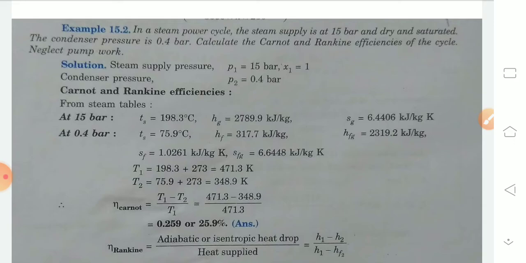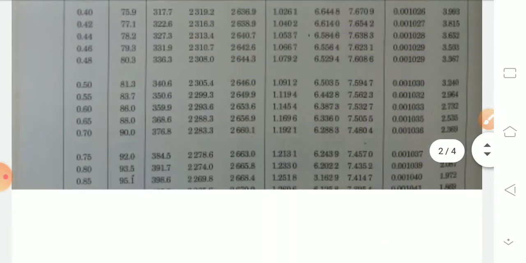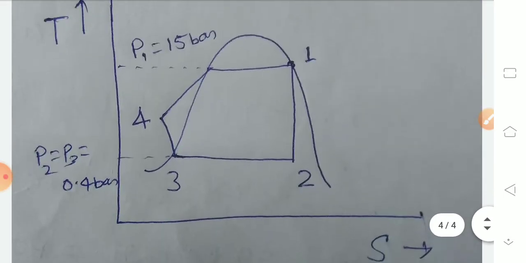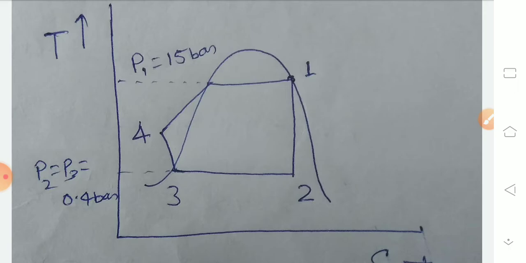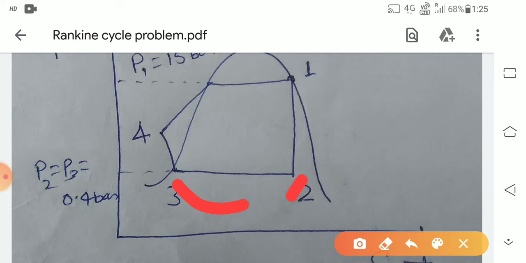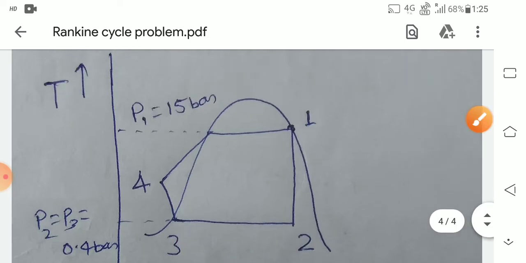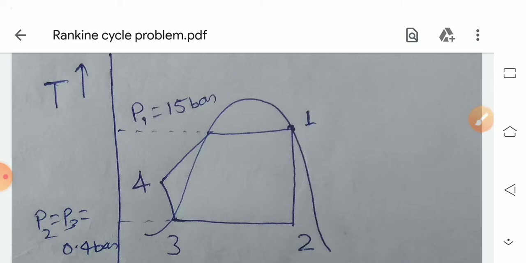So here I am going to draw the TS diagram of this Rankine cycle. You can see here I have drawn the TS diagram. 1 to 2 is isentropic expansion in the turbine, and 2 to 3 is heat rejection at constant pressure in the condenser, and 3 to 4 is an isentropic compression process in the pump, and 4 to 1 is heat supplied at constant pressure in the boiler.